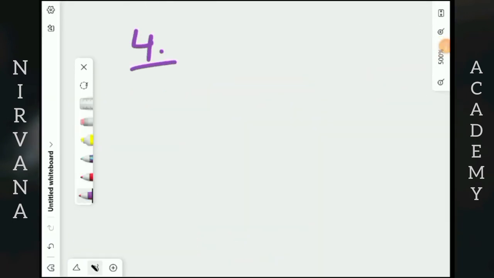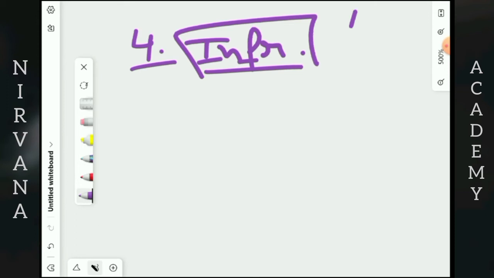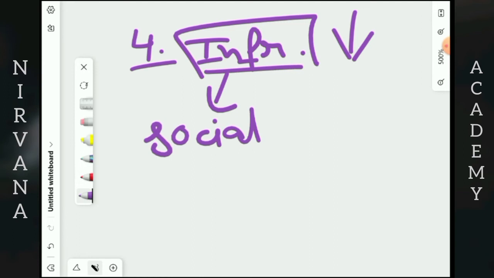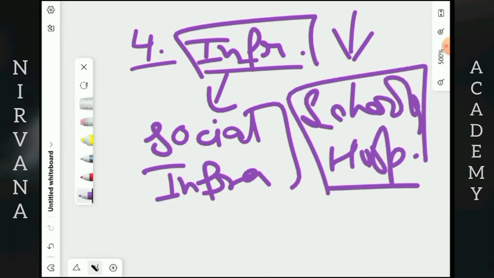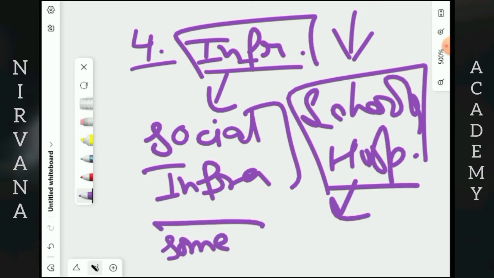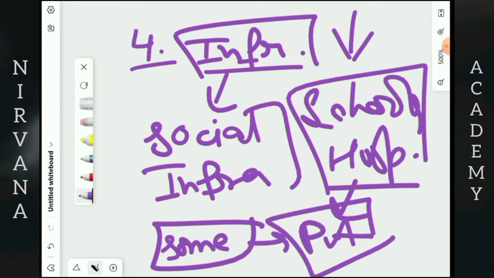The fourth cause of the inequality present in India is that the infrastructure in India is inadequate, especially social infrastructure. For example, schools or hospitals are inadequate in India, and because of this, some individuals who are not able to go to, for example, a private hospital or private school, become unequal to others.